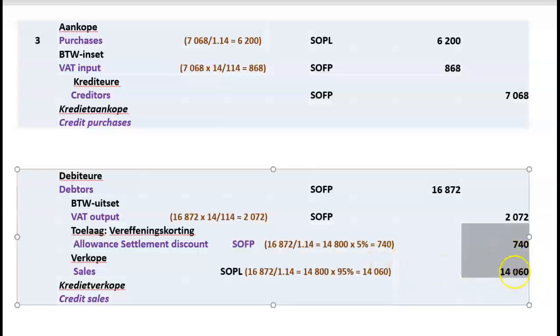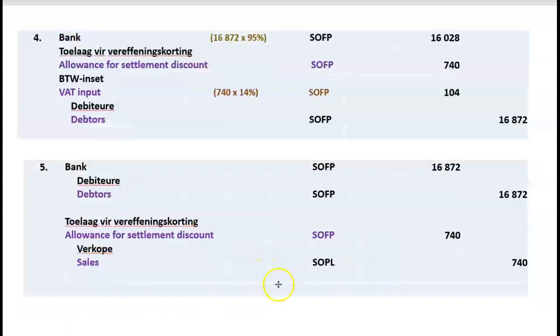And once we've done that, our total sales would equal 14,800, which is correct. That is the total VAT exclusive amount which was included in the invoice. So the very last entry is debit the allowance for settlement discount, 740 Rand, credit sales, 740 Rand.